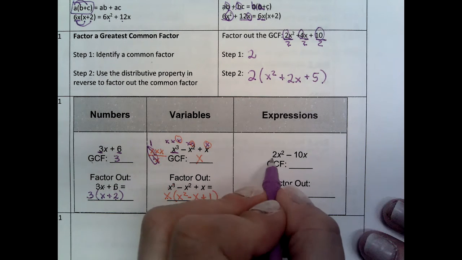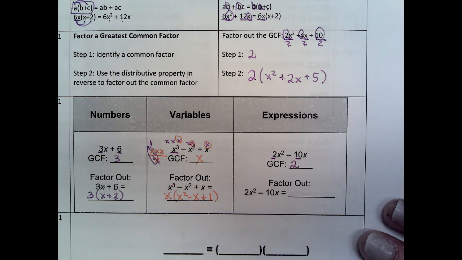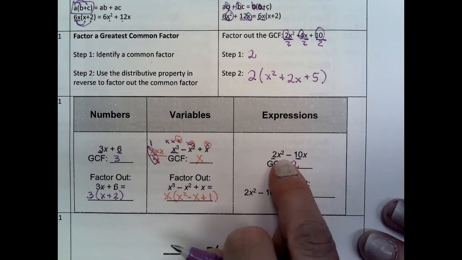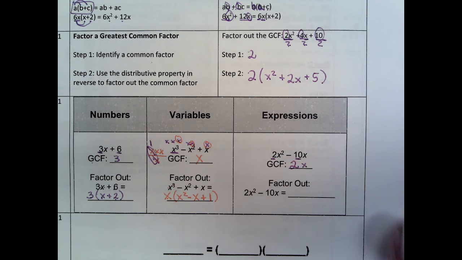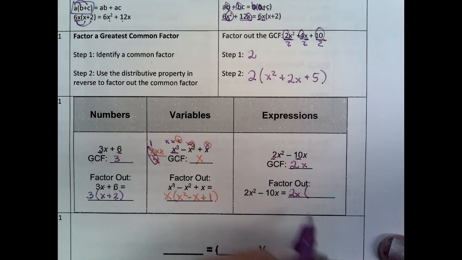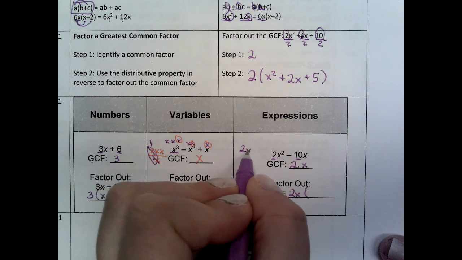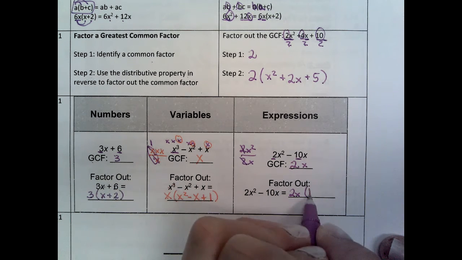Okay, so now I have a 2 and a 10. So they both have a 2 in common. This has 2 x's. This has 1x. So they both have 1x. So now when I factor that, my greatest common factor is 2x. Okay. And if I have a 2x squared divided by 2x, 2 divided by 2 is 1.